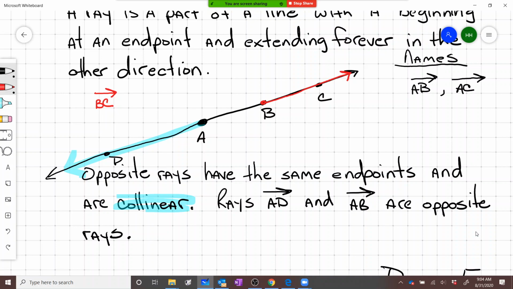Because you'll see a quiz question that looks something like this. You could be asked, are rays AB and AE opposite rays? Well, they have the same endpoint, but they're not collinear, are they? They're not on the same line, so they are not opposite rays. Got it? Alright.